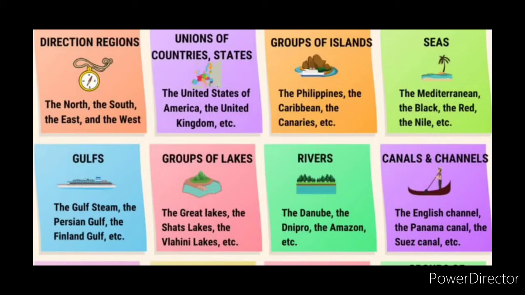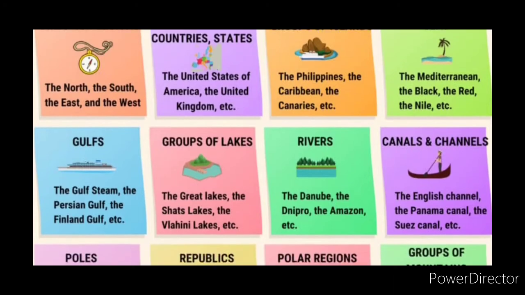Then groups of lakes, like the Great Lakes, etc. In front of the groups of lakes, we need to use the definite article "the." Then rivers, like the Amazon River, the Dnieper, the Danube. So these are our rivers, children, names of the rivers. So in front of the names of the rivers we need to use the definite article "the."